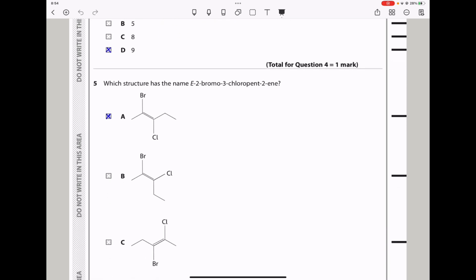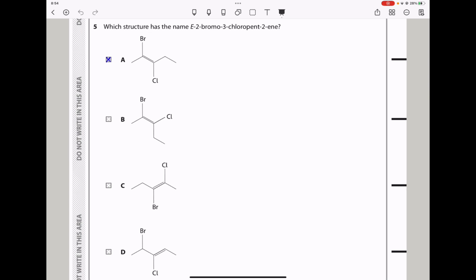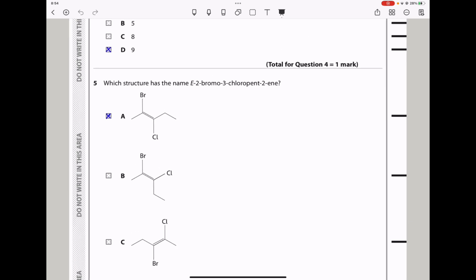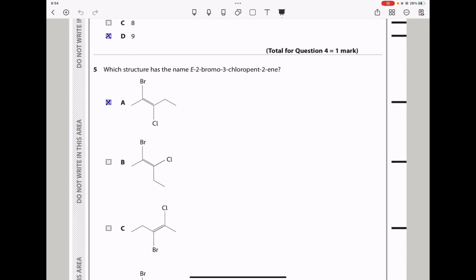Question 5. Which structure has the name E-2-bromo-3-chloropentene? Because we have a pentene, there should be a carbon-carbon double bond on carbon 2. And then because, of course, this is an E, it means it's going to be on opposite sides, as we can see that and that. This is out. And we can see the potentials could be that, and A. However, we see carbon number 2, so the answer is going to be A because it's going to be the bromo on carbon 2 and the chloro on carbon 3.